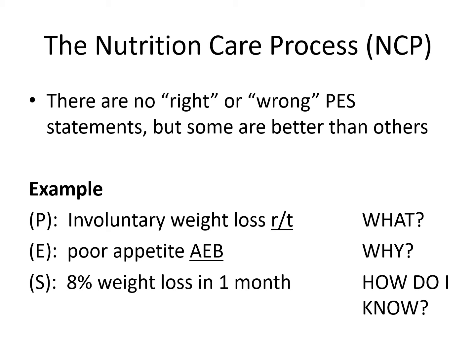So there's a big emphasis on formatting. As long as you follow the format, there's no right or wrong PES statement, but again, some are better than others. We talked about, for example, that heart disease and that diet education. Well, that's correctly written, but not at the right time. So an example: our problem, involuntary weight loss. That's what's wrong. Why is he losing weight? Because he has poor appetite. Now, what's your evidence, or how do you know? Prove it to me. He's lost weight, 8% in 1 month. So your diagnosis was he lost weight. Your signs and symptoms better be weight loss, otherwise they don't really connect.